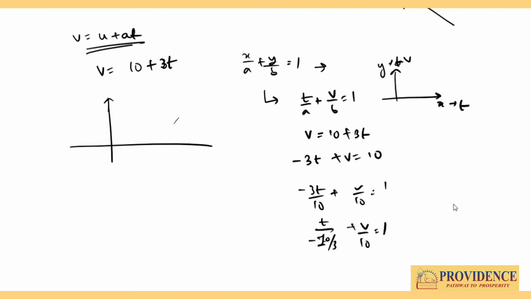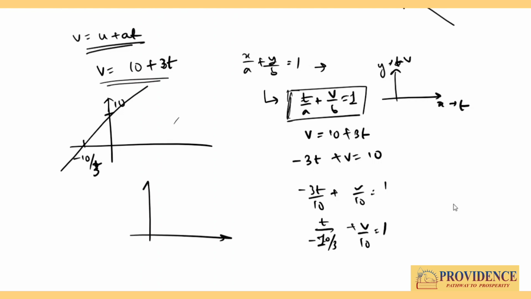That means in velocity it will be 10 and in t it will be minus 10 by 3. So basically it will be this line. Okay, so either we can use this form, or it actually depends on the sum which form will be better to use, that will come with experience.